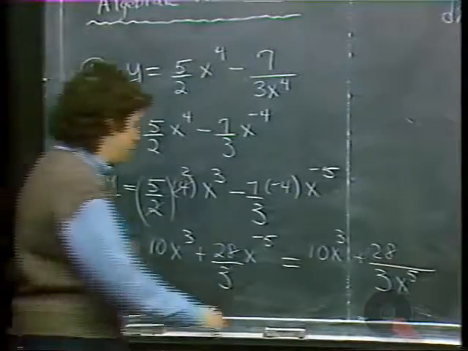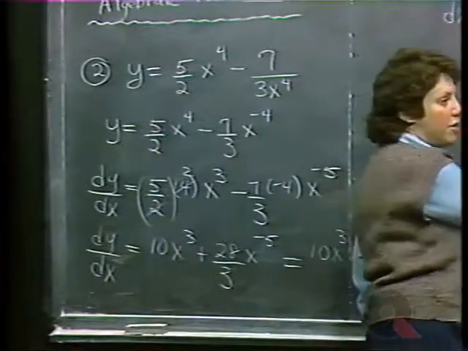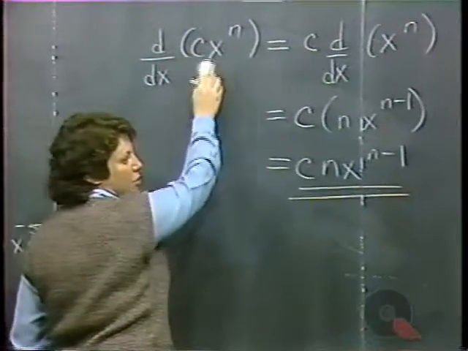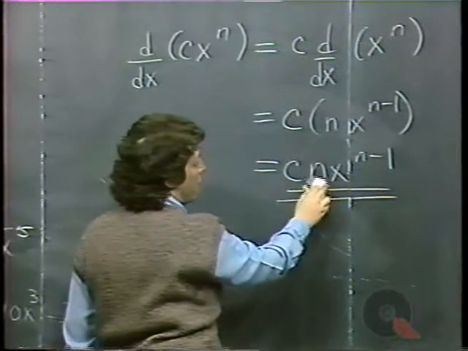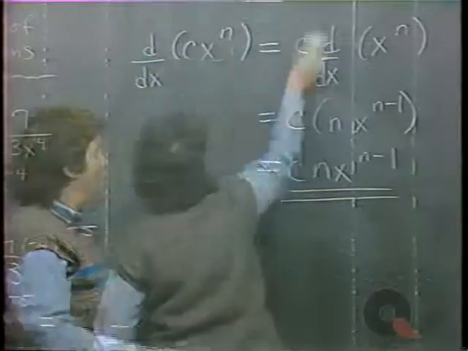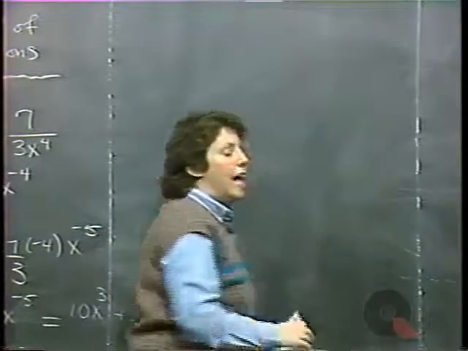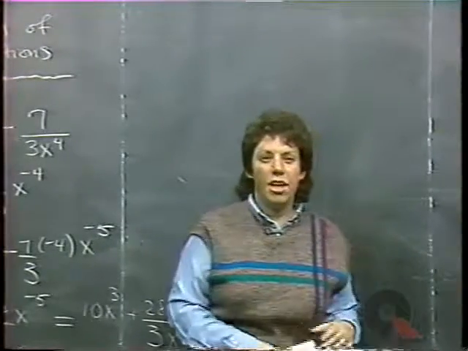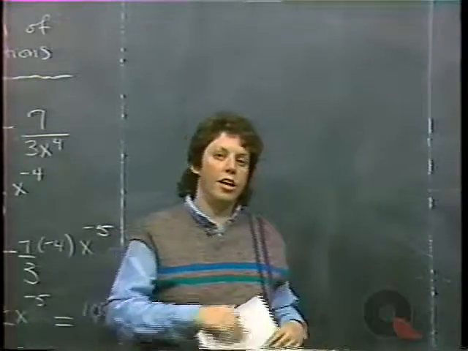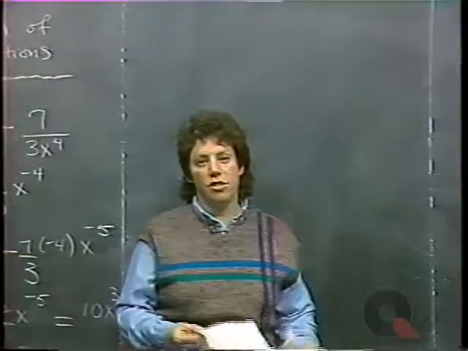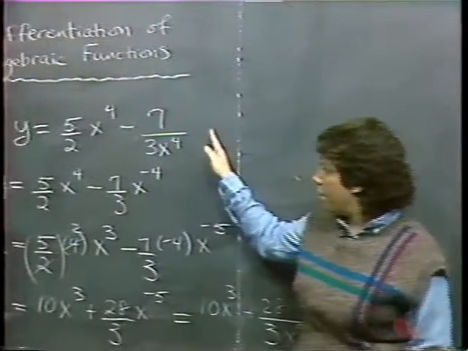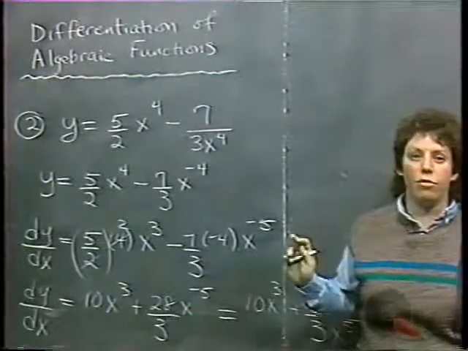We were able to differentiate by using this rule over here. Derivative of a constant times x to a power is a constant times the power x to the 1 less power. That rule that we just had is really one of several that are going to be very important to us. It's a key rule for differentiating general algebraic functions, not just polynomials, as we've just seen in this example over here. This was not a polynomial, but it was very convenient to have that rule.